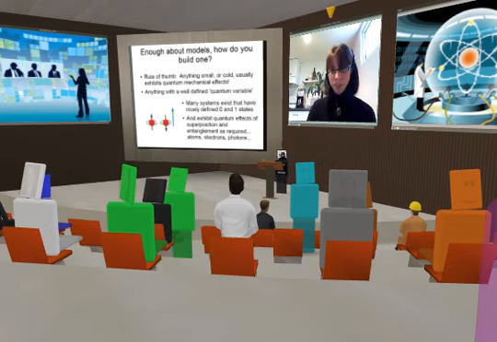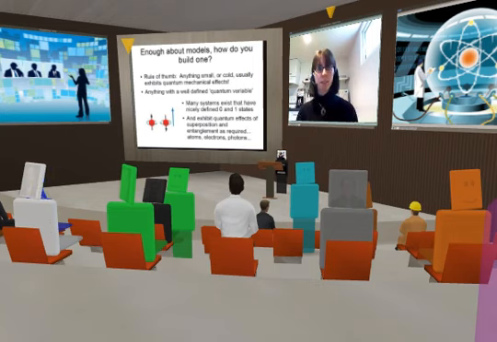Okay, so enough about models. That's all really boring. So how would you actually build a quantum computer? What would you do? So let's see. As a rule of thumb, you can think that anything that's small or cold usually ends up exhibiting some kind of quantum mechanical effect. And we could say that more formally.